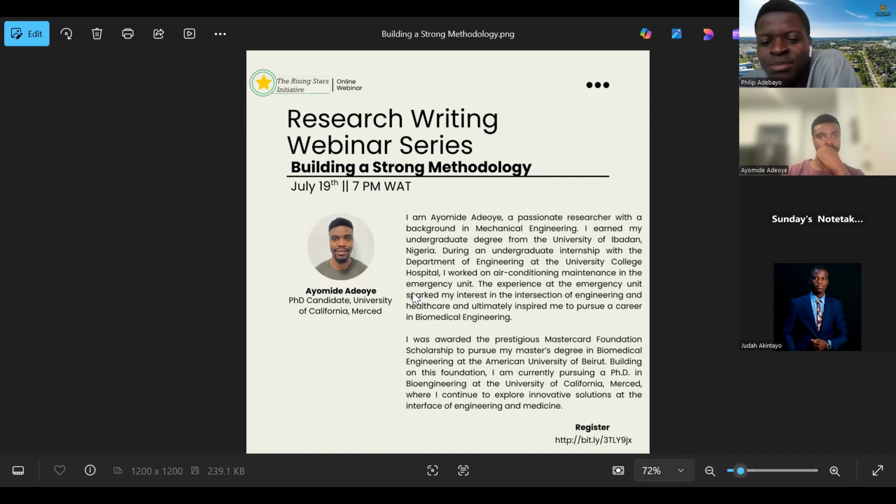He was awarded the prestigious Mastercard Foundation Scholarship to pursue his master's degree in biomedical engineering at the American University of Beirut in Lebanon. And building on that foundation, he's currently pursuing a PhD in bioengineering at the University of California, Merced, where he continues to explore innovative solutions at the interface of engineering and medicine.